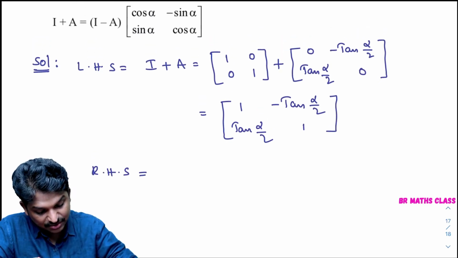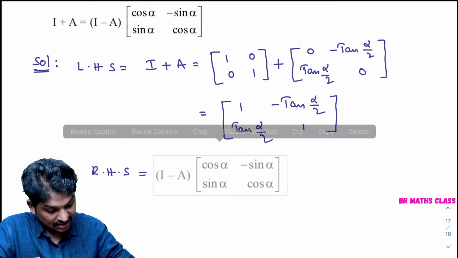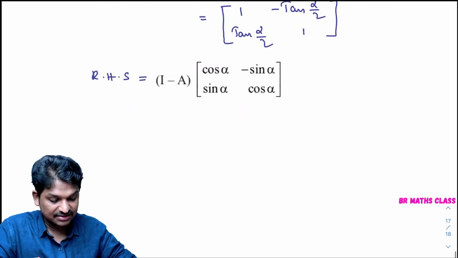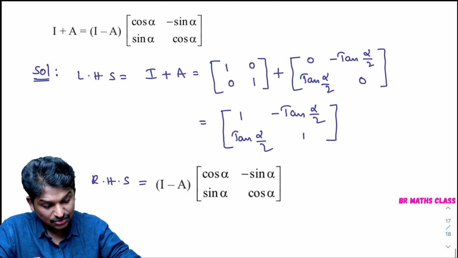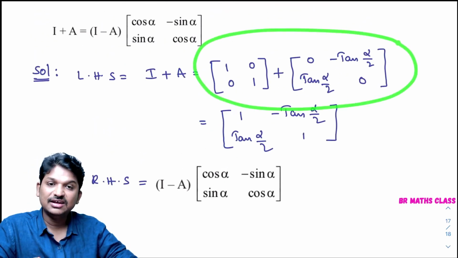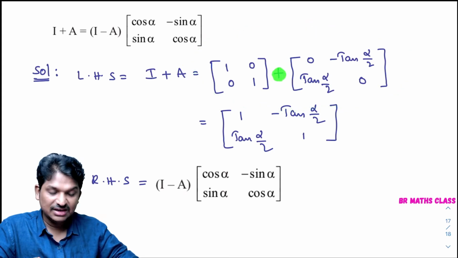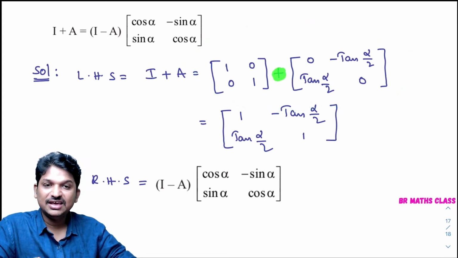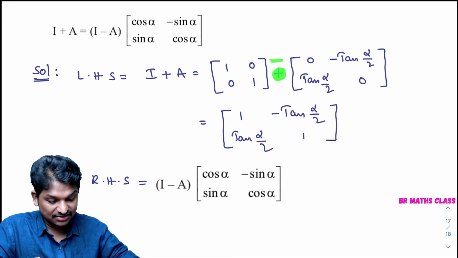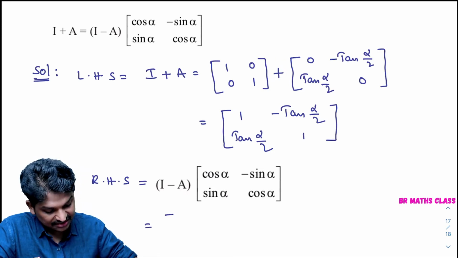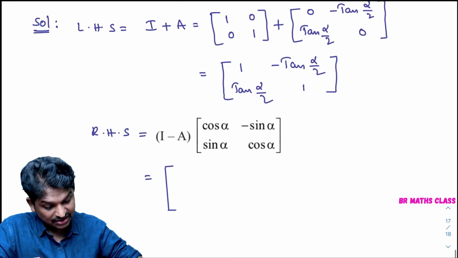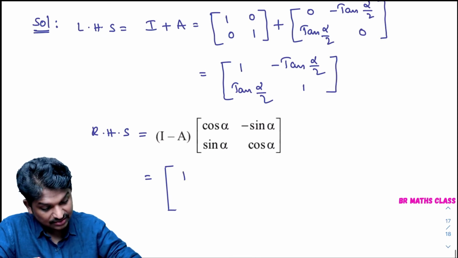What is the right hand side part? I minus A into this. Listen carefully. You see here I plus A is there. You just imagine a minus here, and you can directly write I minus A. I am writing I minus A directly. 1 minus 0, that is 1.